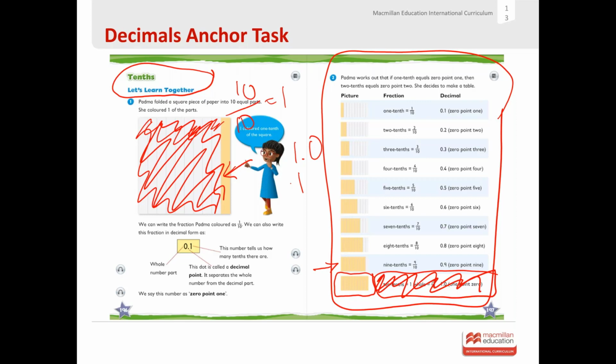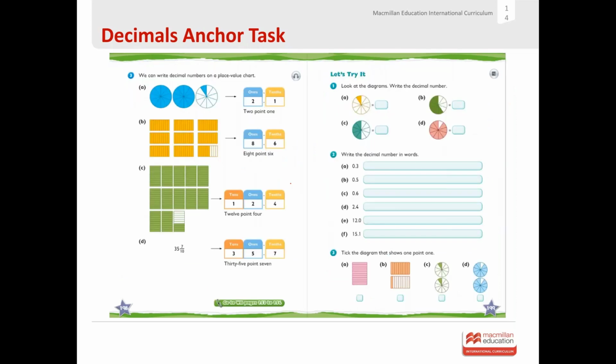Okay, so then the anchor task moves on to slightly more challenging questions, right? What happens when we've got 2 wholes and then we've got 1 tenth? How do I write that down? We write that down thinking about our ones. We've got 2 ones, 2 wholes, and how many tenths do we have? We've got 1 tenth, so it's 2.1, okay? And you can see the other questions are quite similar in that same vein. We can go through those questions.